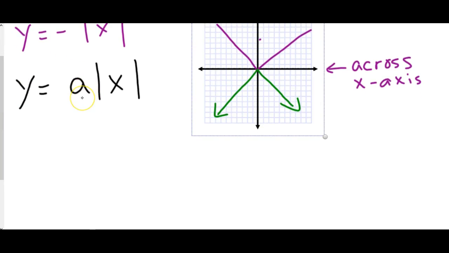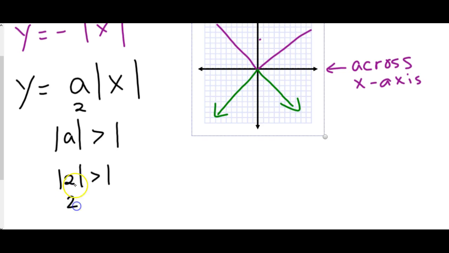So the A in front, if the absolute value of A is bigger than 1. And we say absolute value because this can apply to both positives and negatives. So if this were 2, absolute value of x, you'd have absolute value of 2. Absolute value of 2 is still positive 2, which is bigger than 1. But it could apply to negative 2. If A was negative 2, absolute value of negative 2 changes to positive 2, so it's still bigger than 1. So it's all numbers bigger than 1 and all numbers smaller than negative 1. That means it's a stretch.